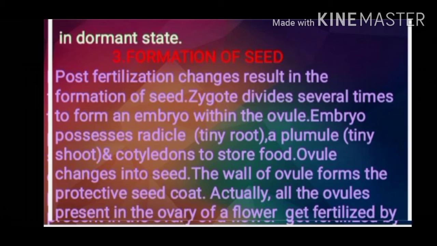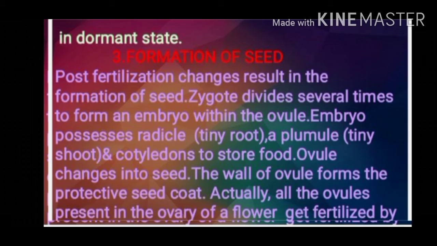Formation of seed. This is the next step. Post-fertilization changes result in the formation of seed. The zygote divides several times to form an embryo within the ovule. The embryo possesses a radicle, a tiny root, a plumule, a tiny shoot, and cotyledons to store food. The ovule changes into a seed. The wall of the ovule forms the protective seed coat.